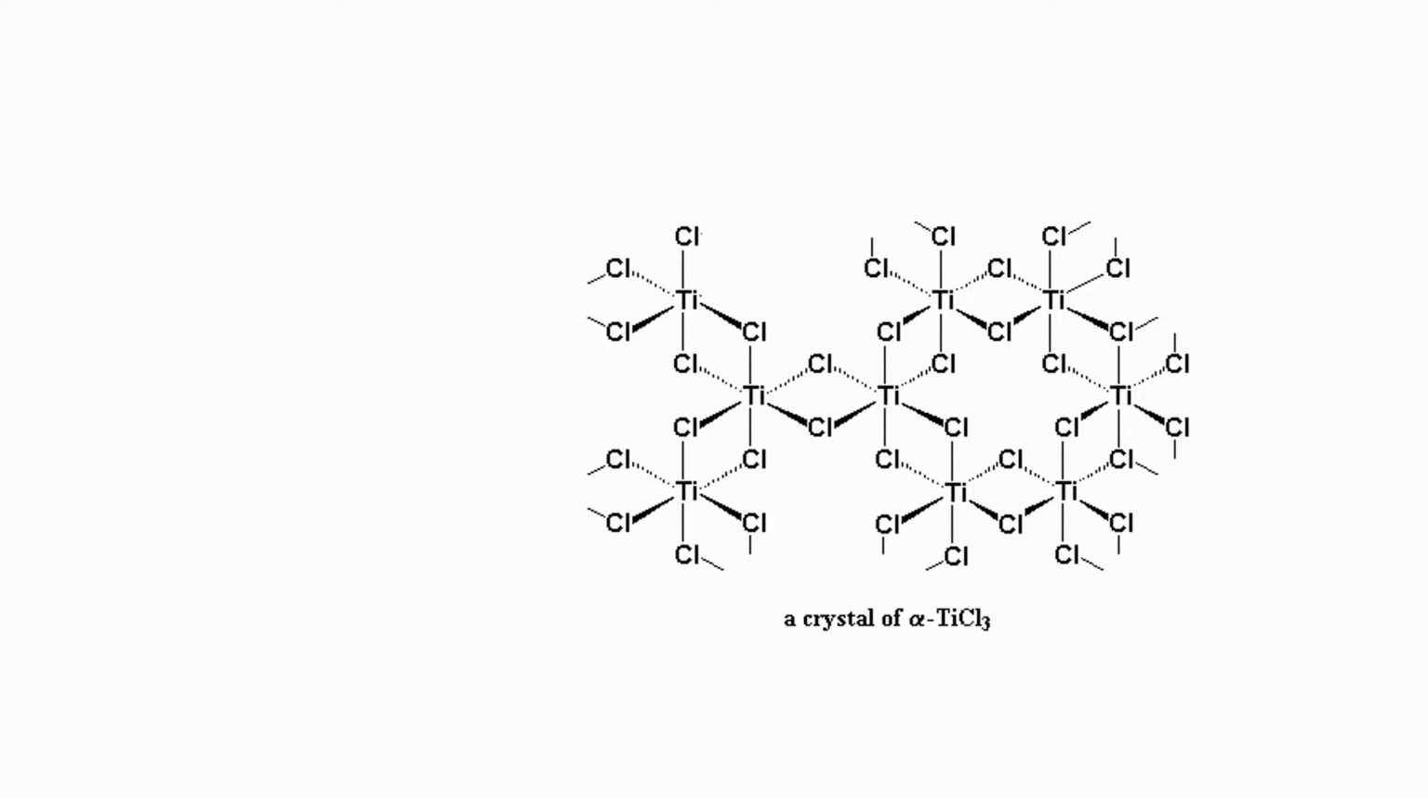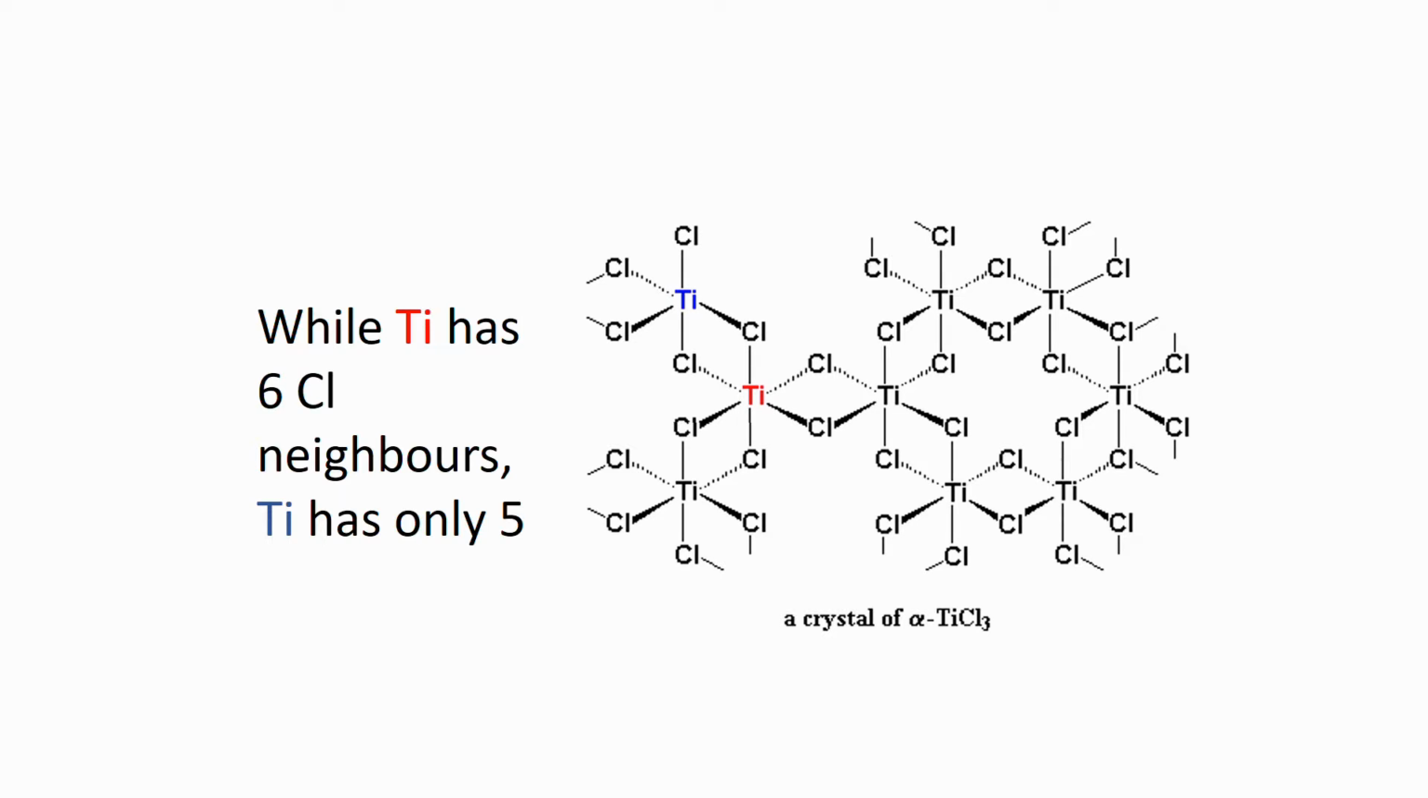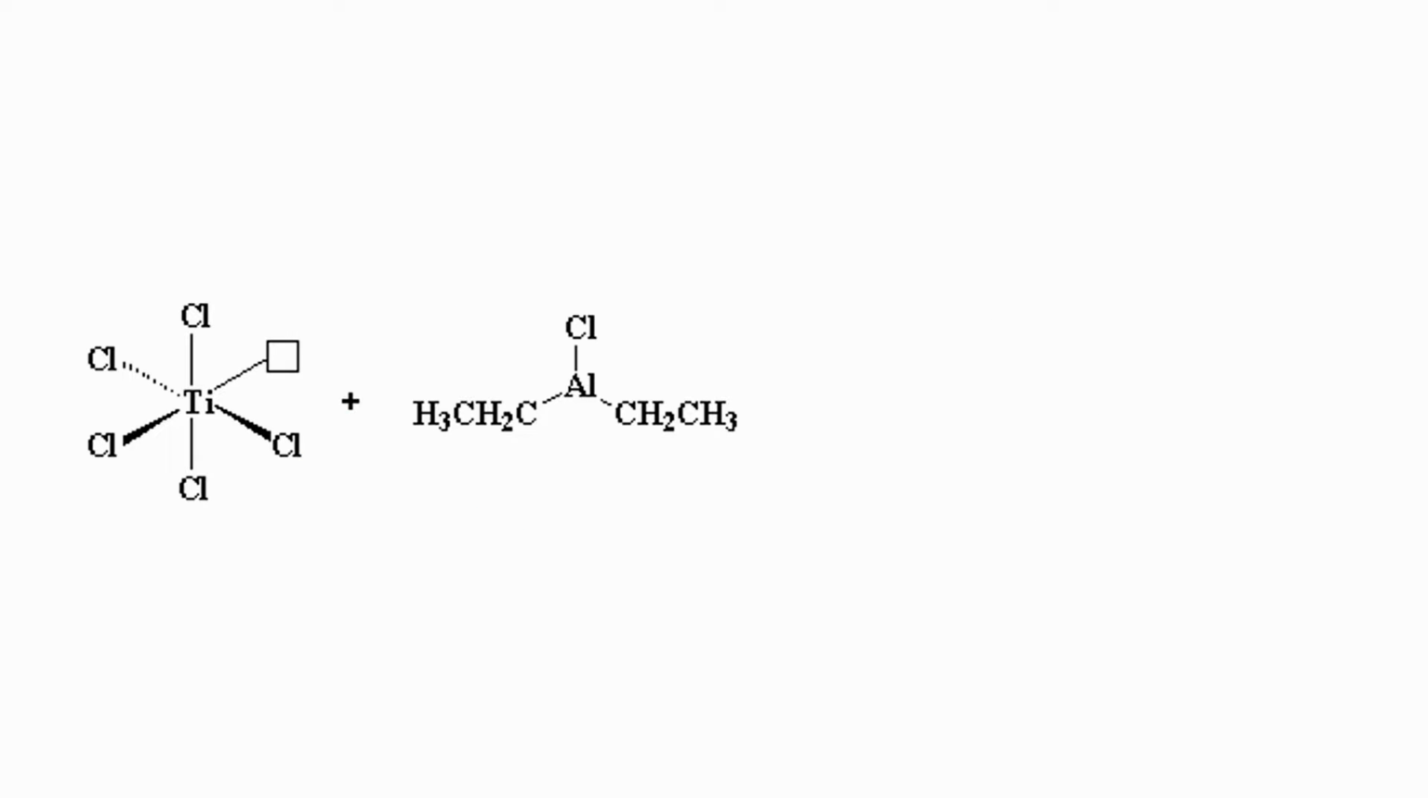In this video, we will be looking at how TiCl3 catalyzes polymerization. This is a crystal of alpha TiCl3. We can see that while most titanium atoms have 6 ligands, like the ones seen in red, some titanium atoms, such as the ones in blue, have only 5. This means that the atom has only one empty orbital for reactants to bind to.